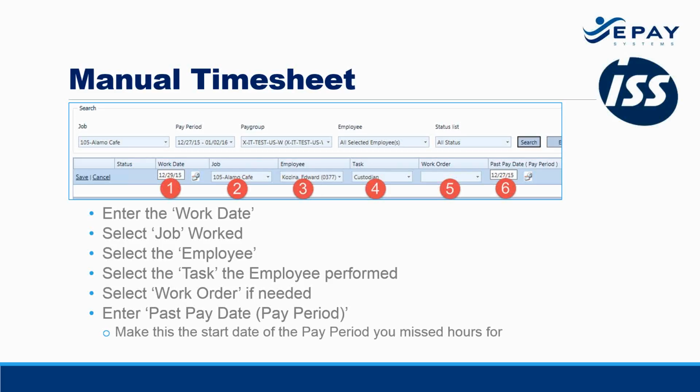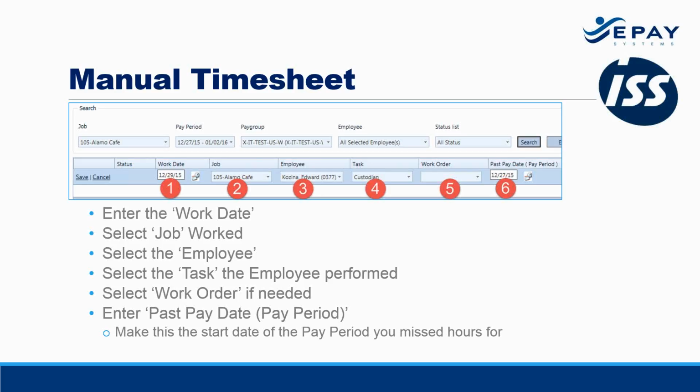Step 3 is select the employee. Hit the drop down, pick the employee you want to use. Keep in mind the employees that are available to you are only the employees that are assigned to work this particular job. Custodian or whatever task is needed will be step 4. Step 5 would be pick the work order. If there is indeed a work order associated with this missed time, this should be actual labor that should have gone to a work order, please enter the correct work order.